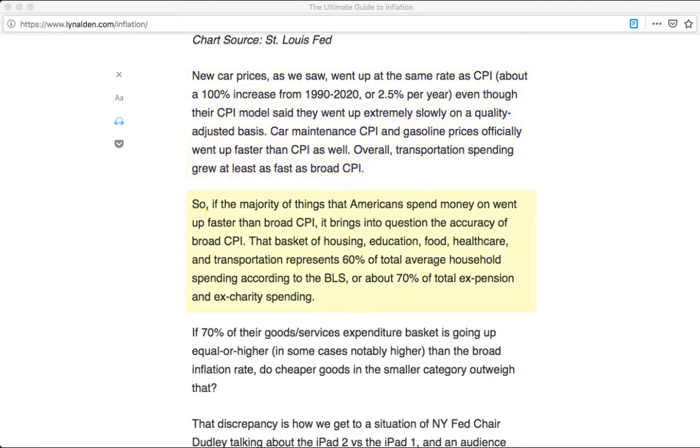So, if the majority of things that Americans spend money on went up faster than broad CPI, it brings into question the accuracy of broad CPI. That basket of housing, education, food, healthcare, and transportation represents 60% of total average household spending according to the BLS, or about 70% of total ex-pension and ex-charity spending. If 70% of their goods and services expenditure basket is going up equal or higher, in some cases notably higher than the broad inflation rate, do cheaper goods in the smaller category outweigh that?